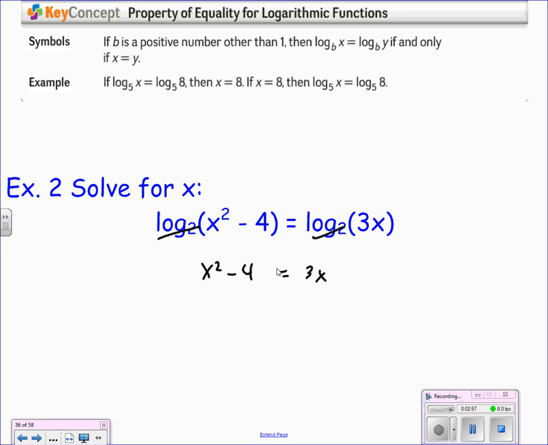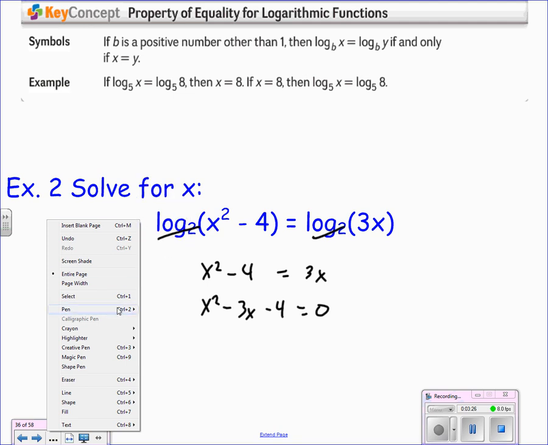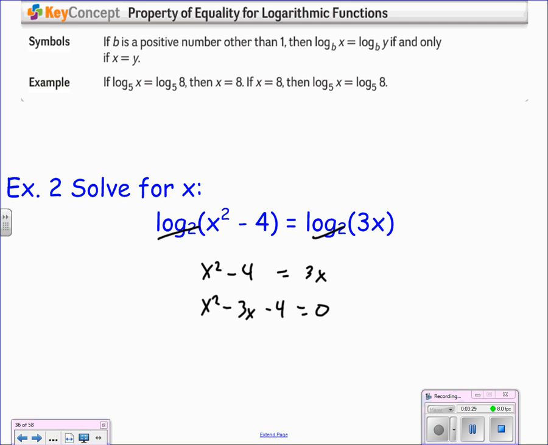The parentheses are arguments. Since I have a squared term, that means it's quadratic, which means I need to move everything to one side. So I would move the 3x over by subtraction, and I would get x squared minus 3x minus 4 is equal to 0. You could then use the quadratic formula to solve, or factor if you remember how to factor. To use the quadratic formula, we need to identify our ABCs: A being 1, B being negative 3, and C being negative 4.